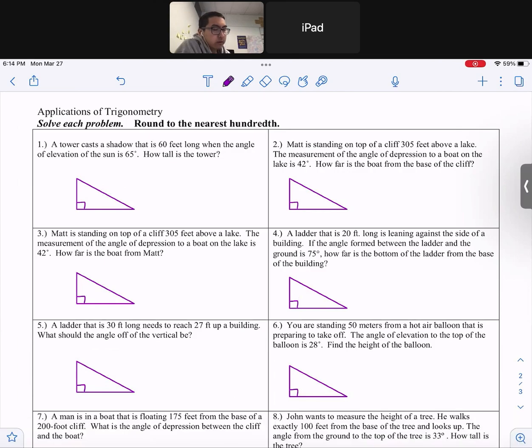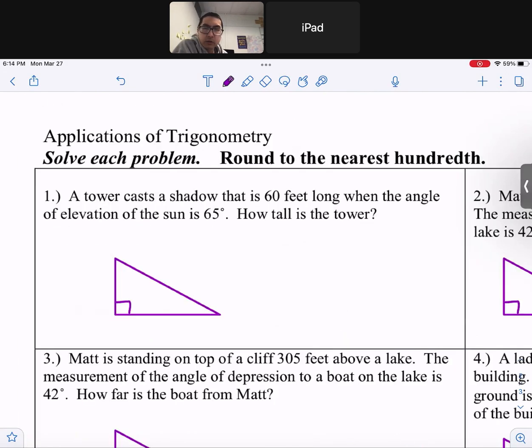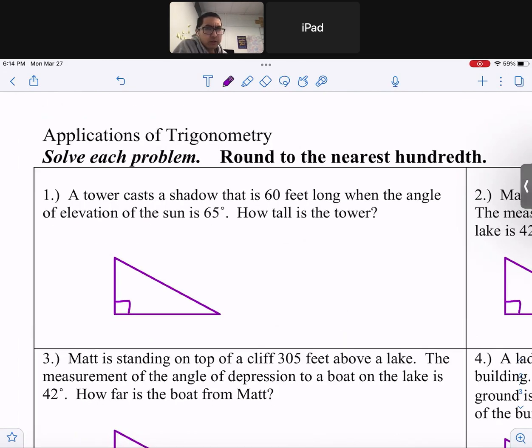Here's a help video on application of trigonometry. Solve each problem, round to the nearest hundredth. So let's take a look at number one. It's always a good idea to make a right triangle, you guys.